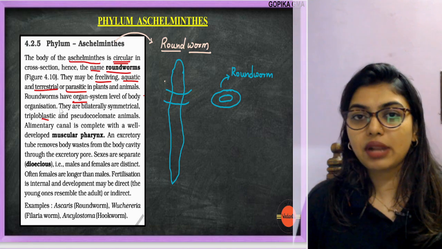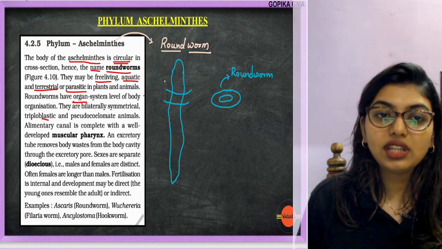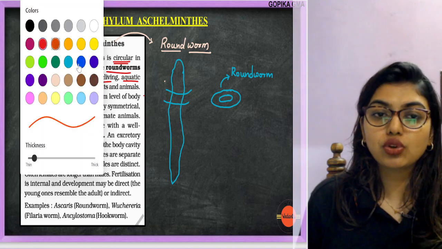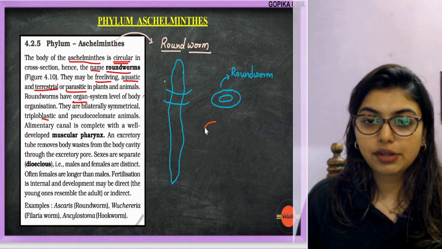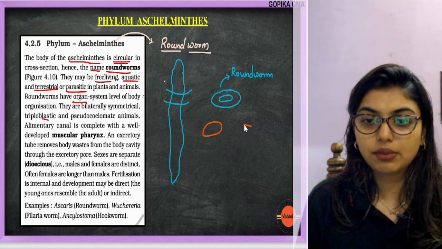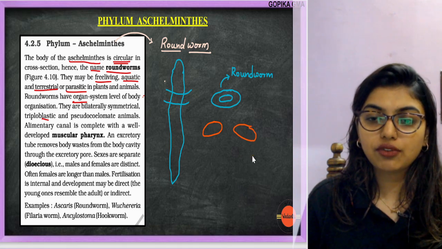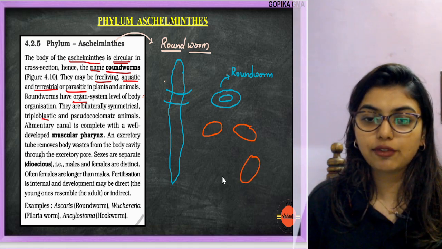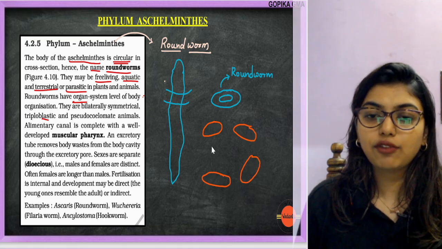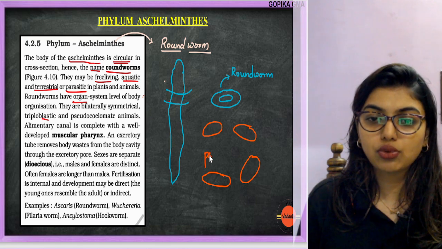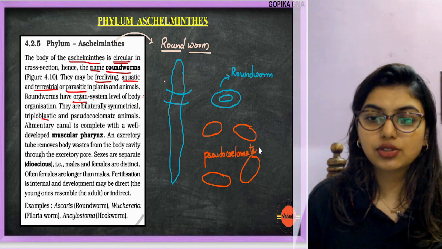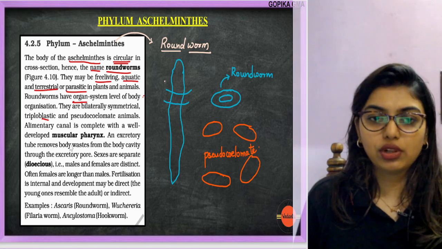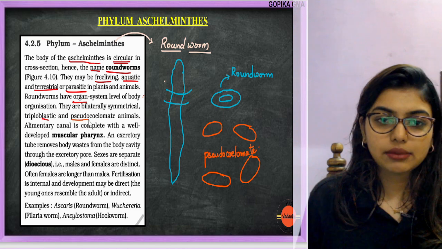Platyhelminthes are acoelomate, but remember that this is the phylum that is pseudocoelomate, which means the mesoderm is in the form of pouches. I already mentioned in the last class that, instead of lining the entire cavity, the mesoderm has formed into pouches. When they form into pouches, we call them pseudocoelomate. Pseudo means false.